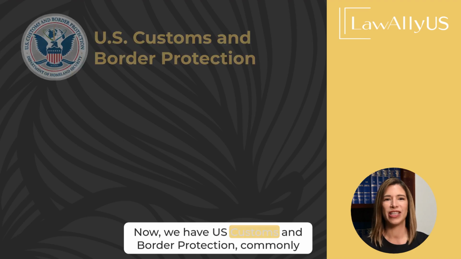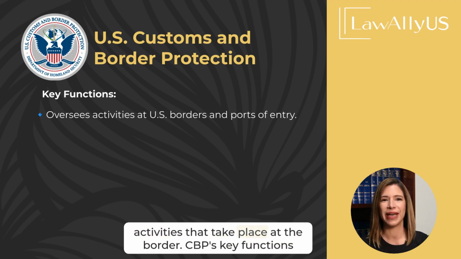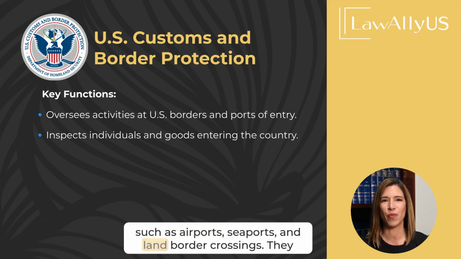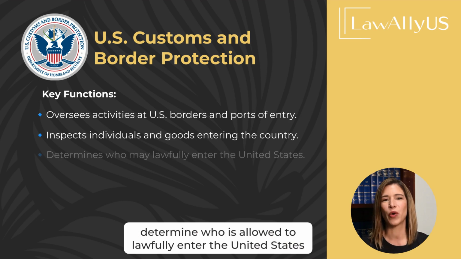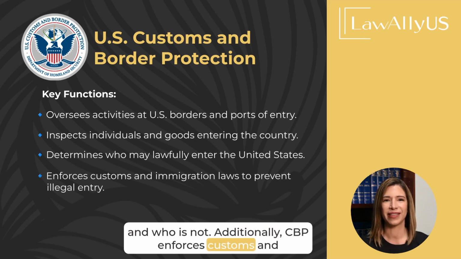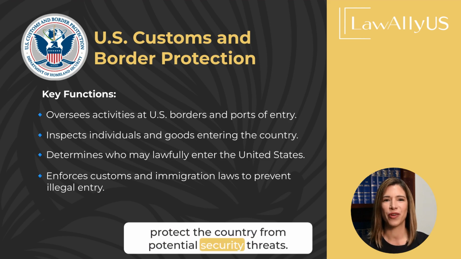Now we have U.S. Customs and Border Protection, commonly known as CBP. This agency is primarily responsible for activities that take place at the border. CBP's key functions include inspecting individuals and goods at U.S. ports of entry, such as airports, seaports, and land border crossings. They determine who is allowed to lawfully enter the United States and who is not. Additionally, CBP enforces customs and immigration laws at the border to prevent illegal entry and to protect the country from potential security threats.